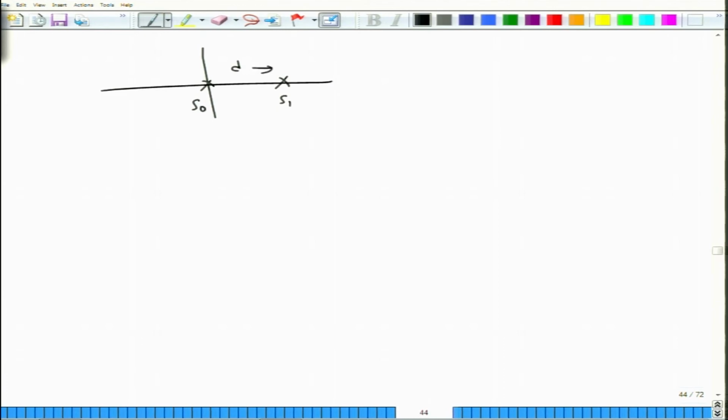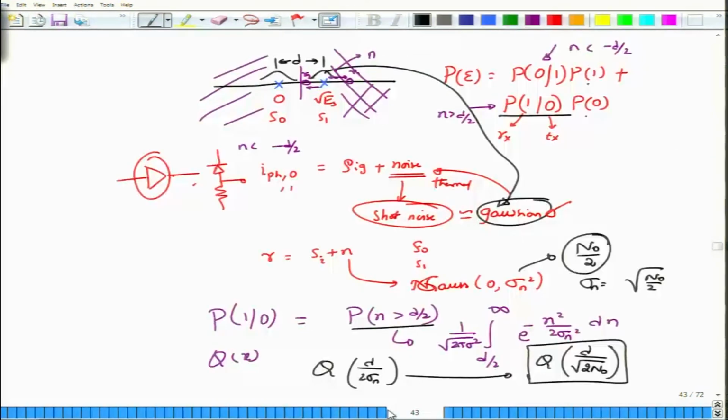The distance between these 2 points is actually equal to square root of ES. Therefore, the error will be Q of square root of ES divided by 2 N naught. I forgot to mention here that this kind of a condition can also come in when you have a coherent on off keying system, but usually coherent on off keying system is not used because this is a more simplified structure rather than using a coherent receiver for on off keying.